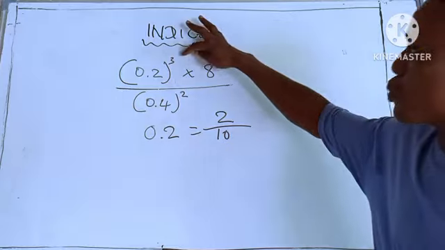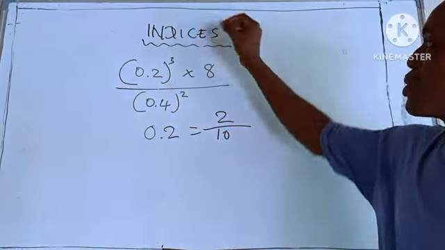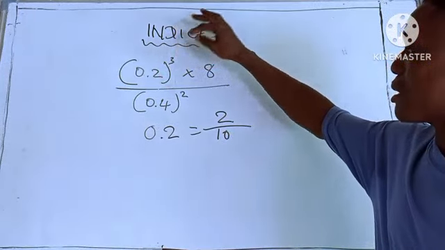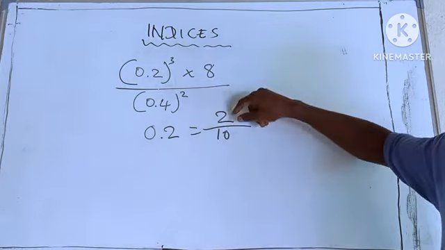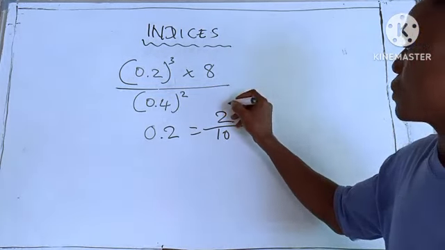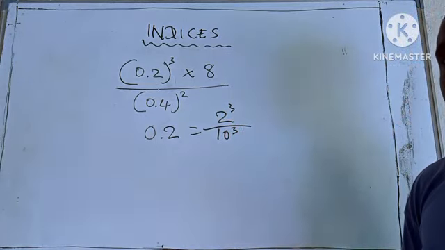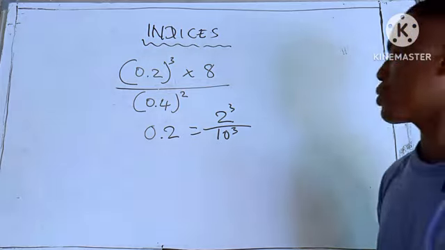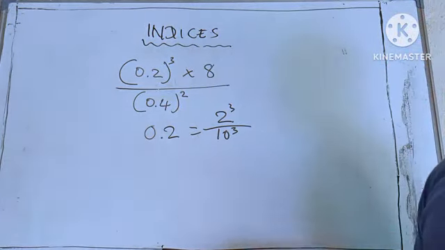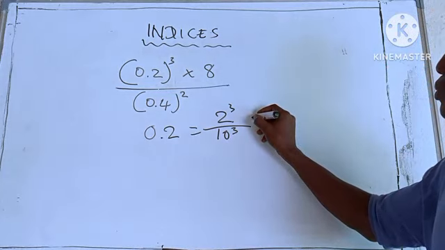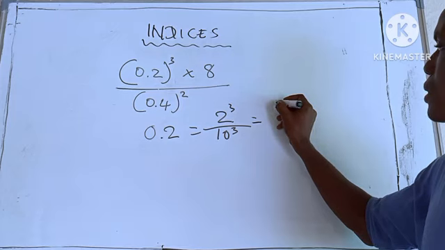Now we have raised to power 3, right? So this 3 is affecting both the two numbers. So it will now be 2 raised to power 3 over 10 raised to power 3. Are you getting the explanation? So 2 raised to power 3 means what? 2 times 2 times 2, 3 times. So it will give us what? 8.